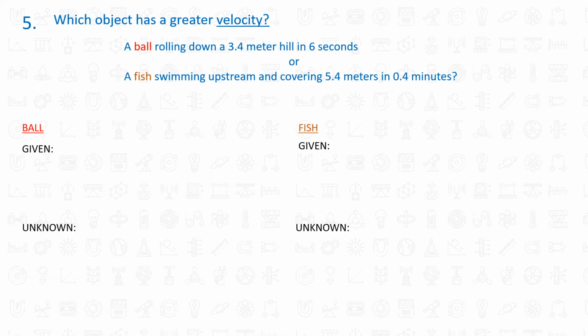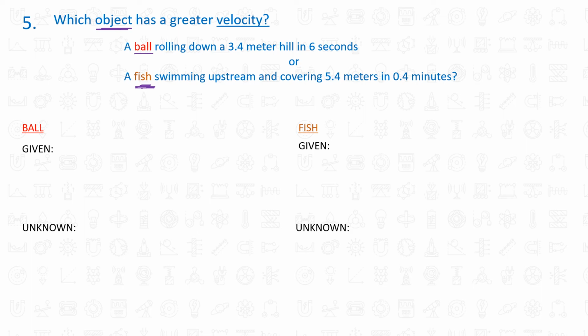So here we go. It's asking us which object has a greater velocity. So that's the question. Which object has the greatest velocity or greater velocity here? So our 2 choices is a ball or a fish. Those are your final answers. So one of them is faster and we got to calculate that. So a ball rolling down a 3.4 meter hill in 6 seconds.